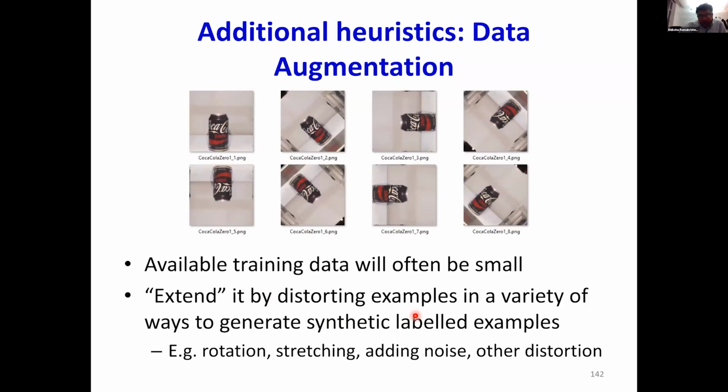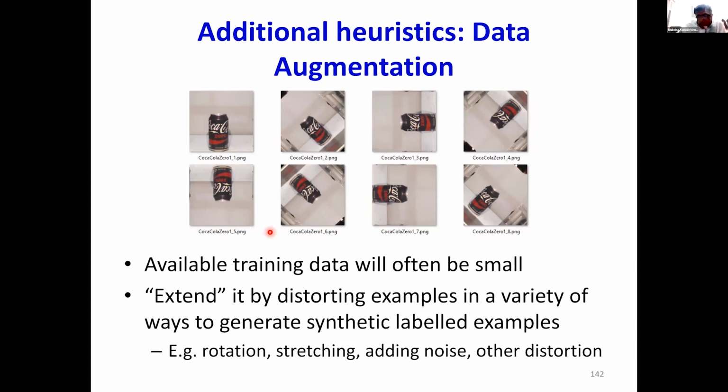Other heuristics, data augmentation. Often your available training data are going to be small. Or even if they are not small, the amount you have is not sufficient to train your model well enough, because you're always in a data insufficient regime. I don't care if you have 1 trillion training instances, you're still suffering from data insufficiency. And so we like to extend our training data by distorting examples in a variety of ways to generate synthetic labeled examples. For example, if this is an image of a Coca-Cola can, if I rotate it a little bit, or reflect it, or squish it a little bit, it still remains a Coca-Cola can. And so I can use all of these modifications of the original image as additional training samples to my network to virtually increase my training data.